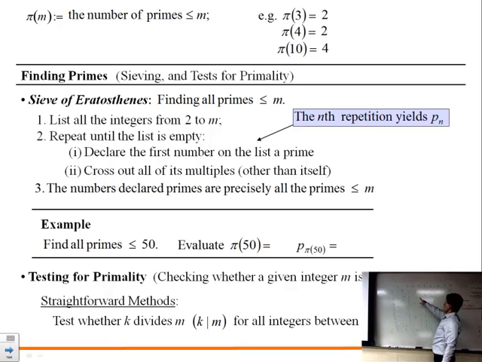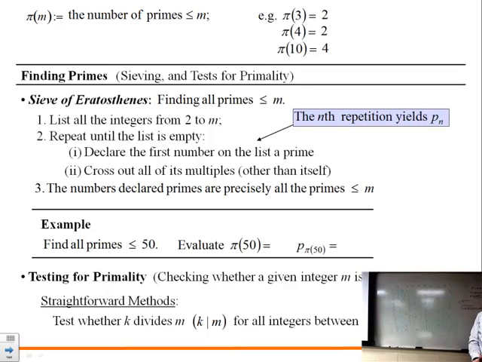Let's go back to 2. What was the first number we crossed off on behalf of 2? It was 4. 3. What was the first number we crossed off on behalf of 3? 9. 5. What was the first number we crossed off because of 5? 25. You see a pattern there? Squares. Yeah, 25 is 5 squared, 9 is 3 squared, and 4 is 2 squared. What was the first number we crossed off for 7? 49, which is 7 squared.